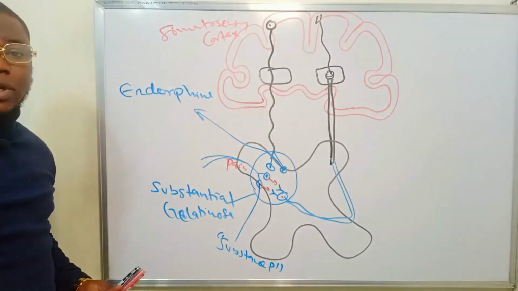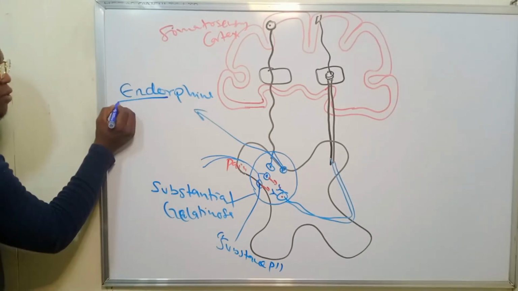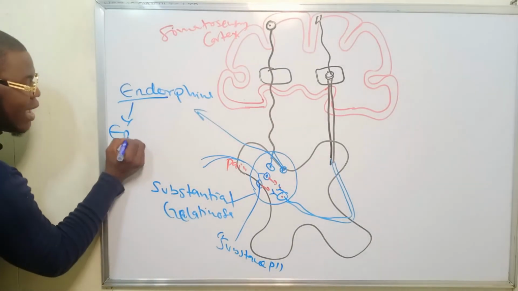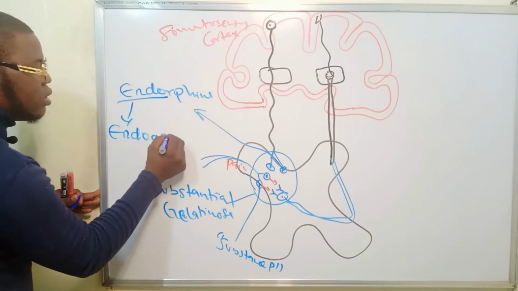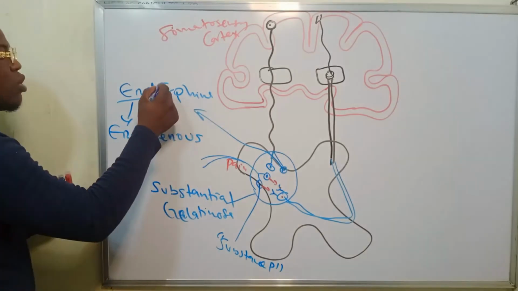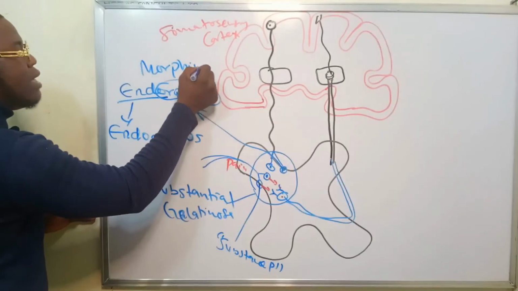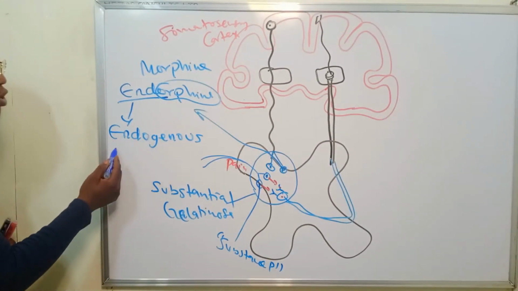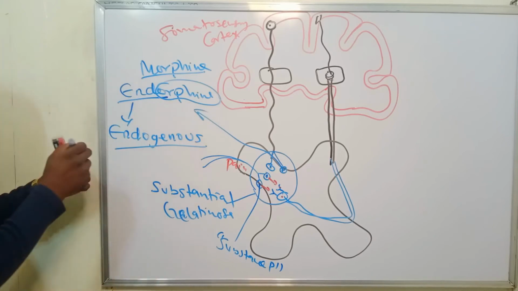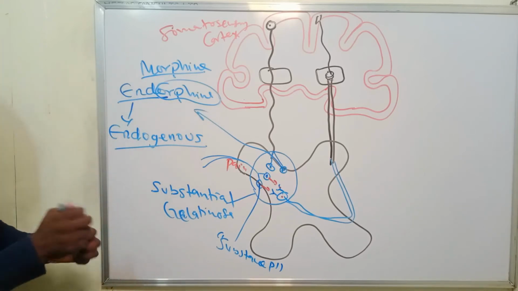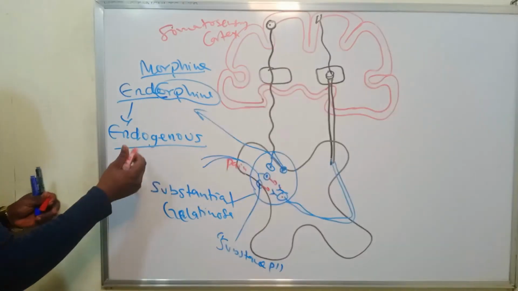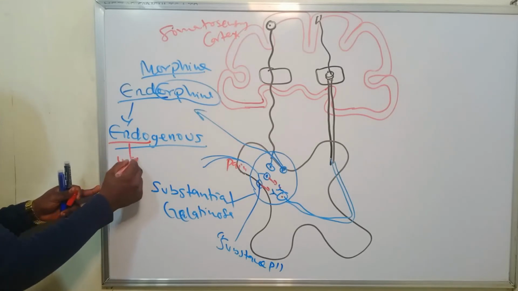Endorphin is usually from two words. The first one is the endo in front of it. The endo is from the word endogenous. Endo what? Endogenous. And the word orphin here is from the word morphine. Morphine. And now, what is the meaning of endogenous? The word endogenous itself is from two words again. The first one is endo, and endo means within.